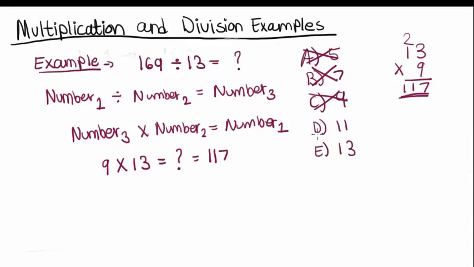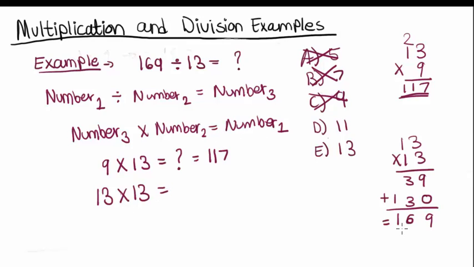So what you can do now is focus on the answer choices of D and E. Let's say you pick the biggest number, 13. If you do 13 times 13 to fit the number 3 times number 2 equals number 1 criteria, you get the answer of 169. So since 13 times 13 is equal to 169, you know that 169 divided by 13 is equal to 13. Now let's do 2 more examples.